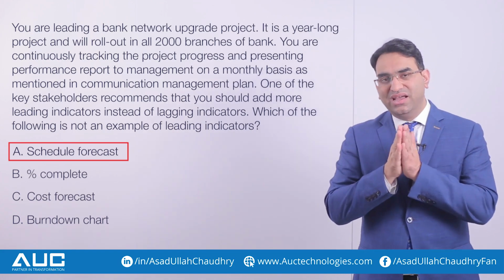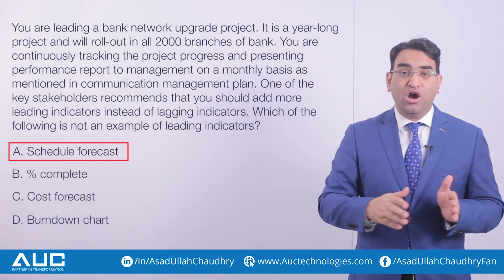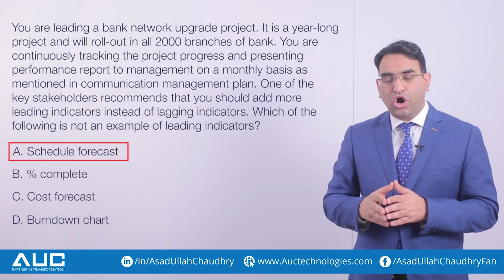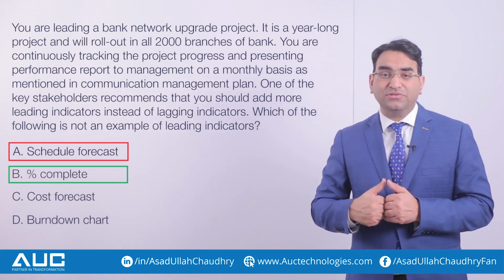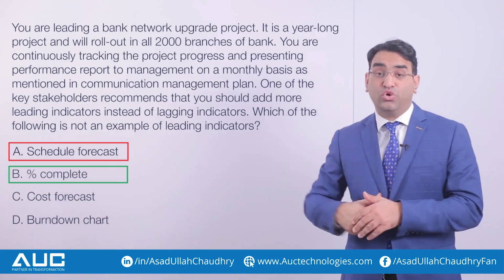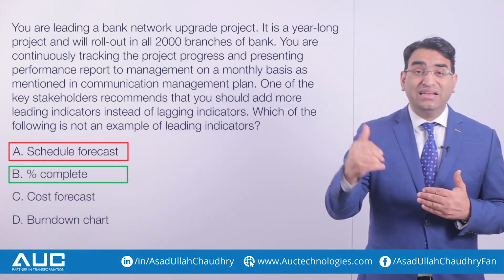That's not a leading indicator, that's a lagging indicator. It talks about what has happened, how much work has been completed. So option number B is the right answer in this context. Option number C says cost forecast. Like schedule forecast, cost forecast is also a leading indicator.